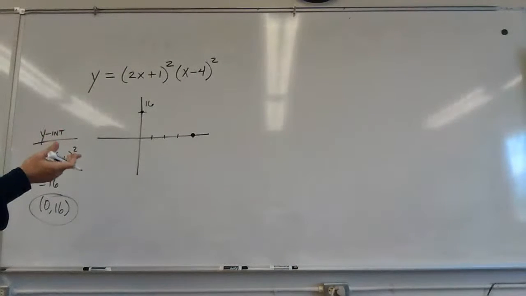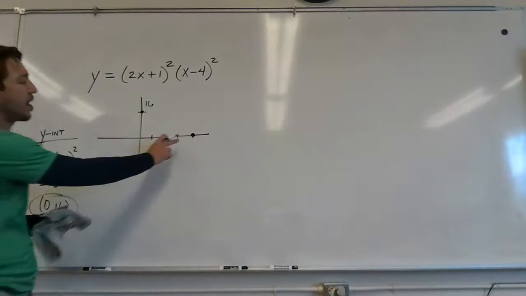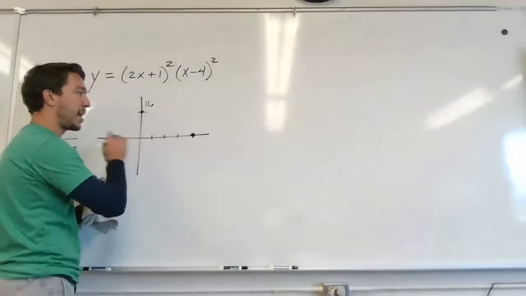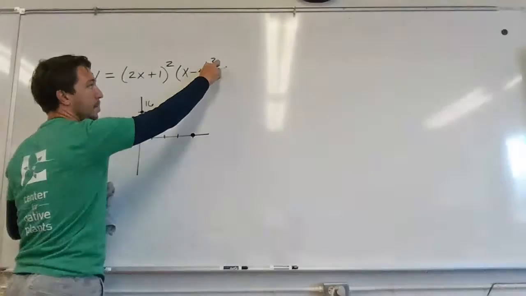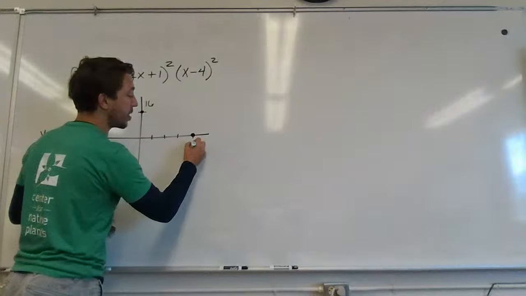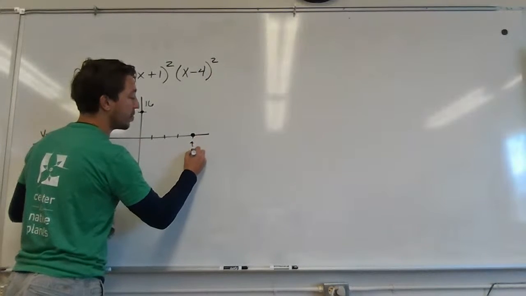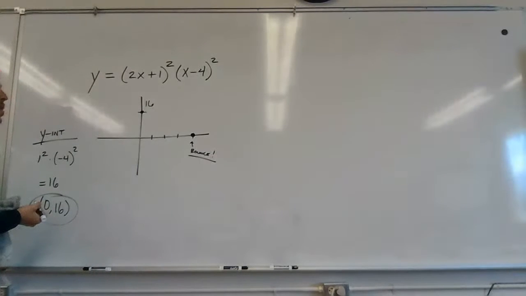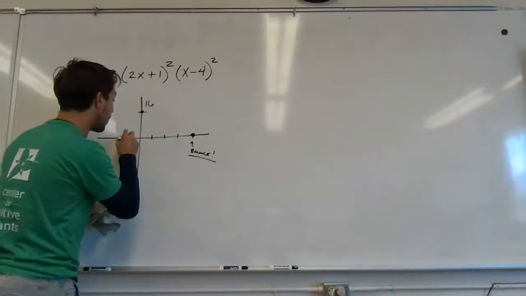Don't try to make the graphs to scale. It's torturous. By the way, what kind of 0 is this? Is this a bounce 0 or a pass-through 0? Bounce. This 2 tells us that it's going to bounce there. So I can make myself a note, maybe. It's going to bounce. Very good.